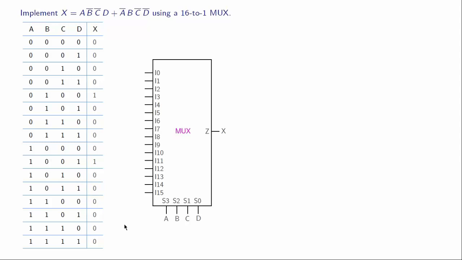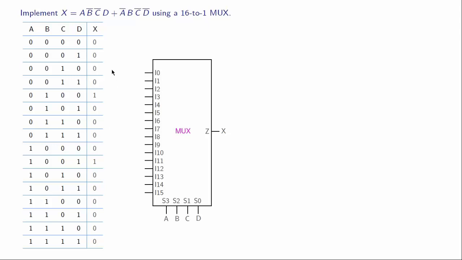Let us first prepare the truth table for x, and step number 1 would be to enumerate all the input combinations, and that is what we have done here. And a systematic way of doing that once again is to allow d to change every single entry, c to change every 2 entries, 0 0 1 1 0 0 etc., b to change every 4 entries, 0 0 0 0 1 1 1 1 0 0 0 etc., and a to change every 8 entries. So we have 8 zeros followed by 8 ones.